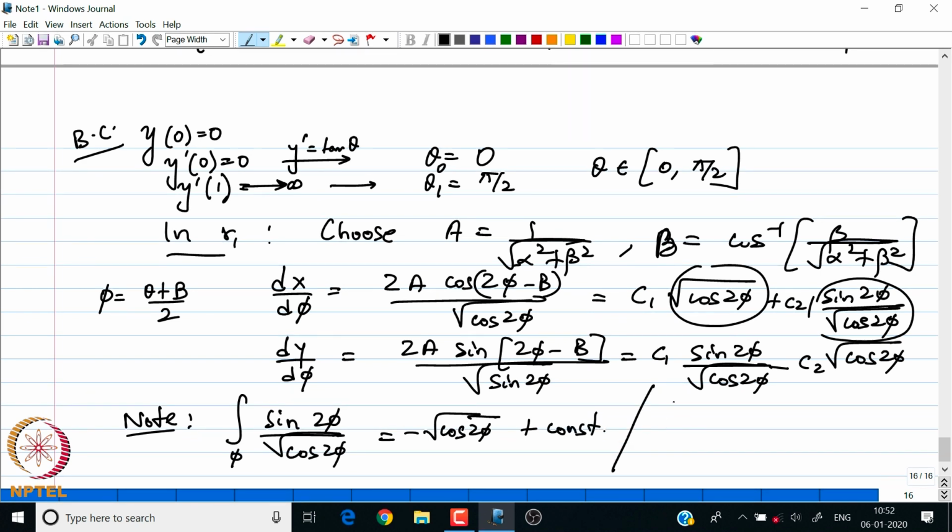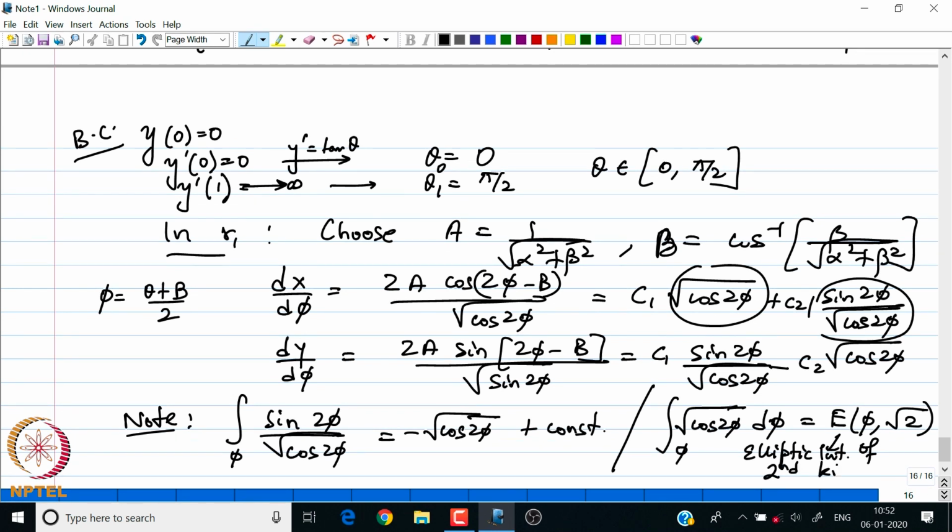And the second integral, which is square root of cos 2 phi, the answer can be written in the form of an elliptic integral. In fact, this is the definition of the elliptic integral: square root of cos 2 phi d phi. This is the elliptic integral of the second kind, E of phi comma square root 2. So this is my elliptic integral of the second kind, which is this one, okay.